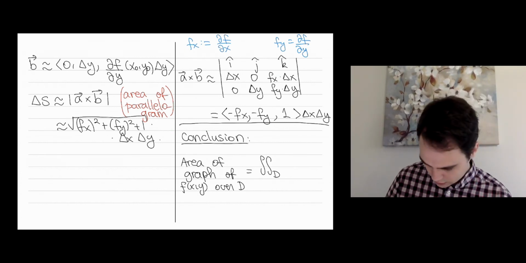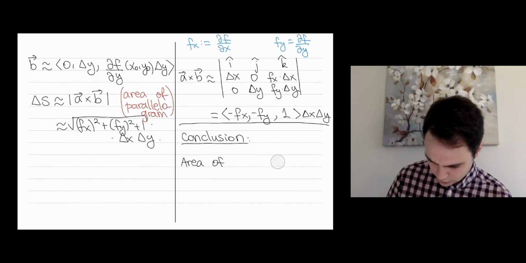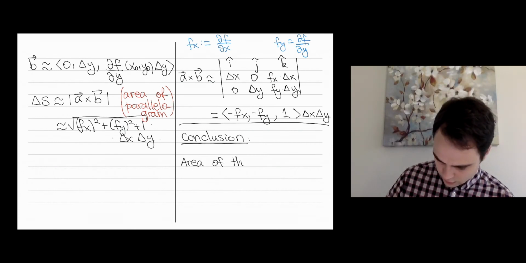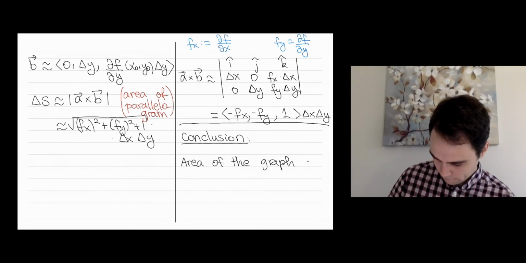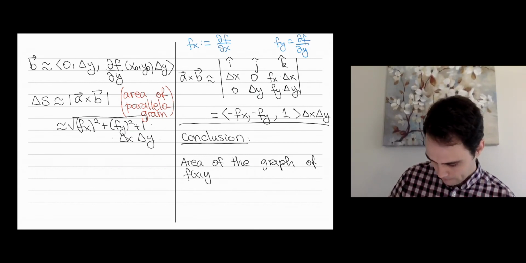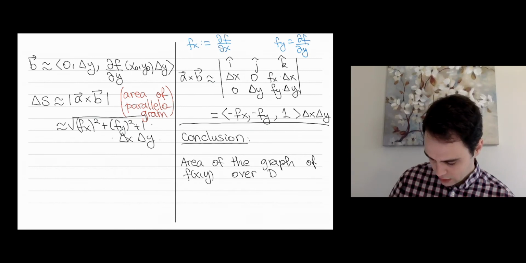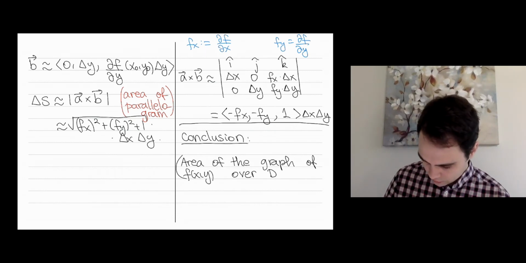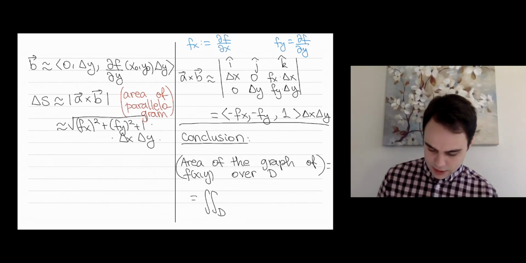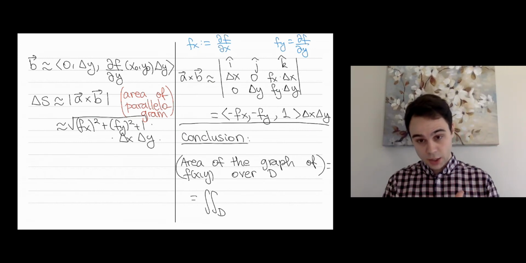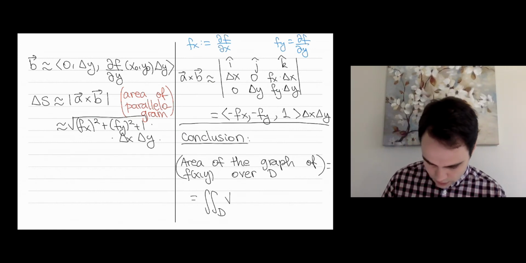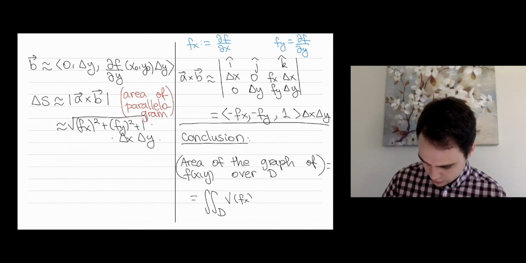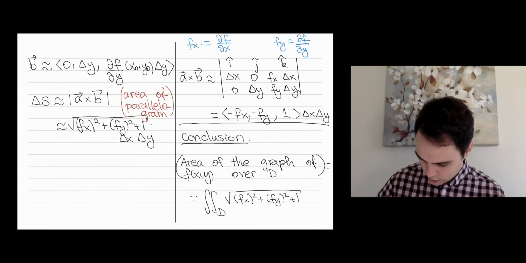Oh, I'm running out of space. So let me rewrite this. Area of the graph of f of xy over D, where D is a region of the plane, is equal to the double integral over D. So we're adding over a subdivision of D this scaling factor, the square root of f sub x squared plus f sub y squared plus 1, times dA.